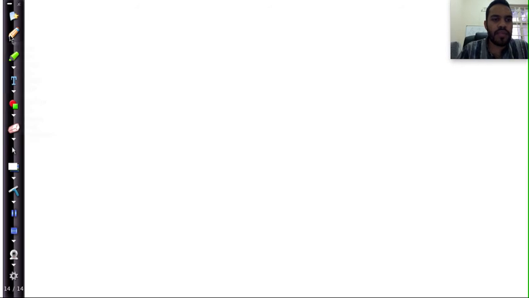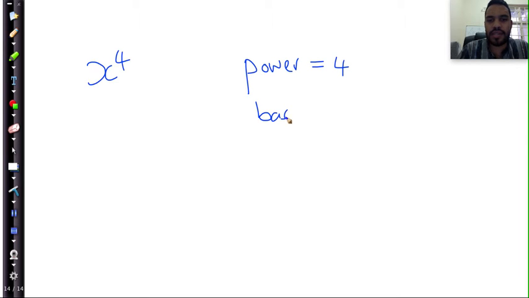Okay, so let's talk about the first exponent law. If I were to say x to the power of 4, what is the power? The power over there is 4. And what is the base? The base is x. Now there are certain rules. The first rule, we are going to call it the product rule for exponents, right? The product rule speaks about when we multiply numbers that have the same base.